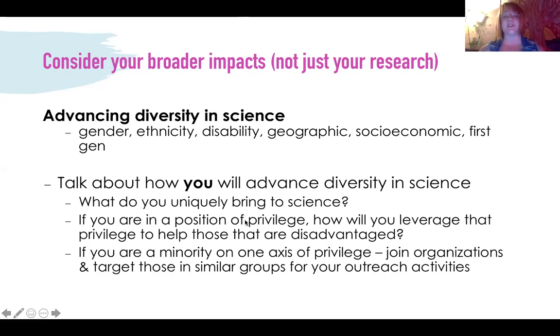If you are in a position of privilege, how will you leverage that privilege to help those that are disadvantaged or underrepresented? And if you are a minority on one axis of privilege, I actually recommend that you join organizations and target those in similar groups for your outreach activities.